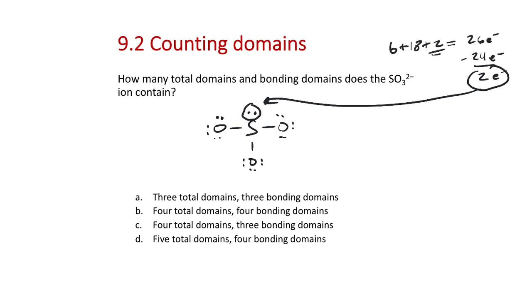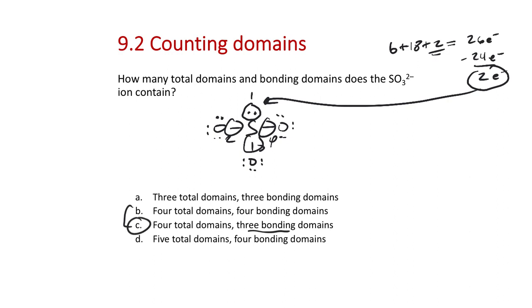So if you had missed those 2 electrons, you may have said it only has 3 domains, and you may have been quibbling over whether it's 1, 2, or 3 double bonds. But the problem is we actually have a lone pair of electrons here, so that kicks us right away into having 1, 2, 3, 4 domains. So we're going to have 4 domains for this molecule, and only 3 of them are bonding. And so we have 3 bonding domains, so the answer is going to be C.